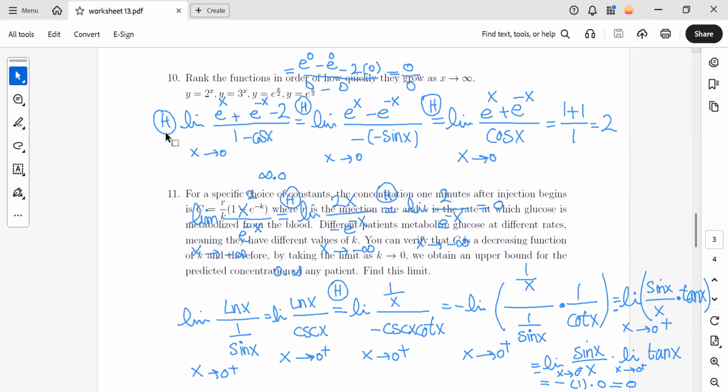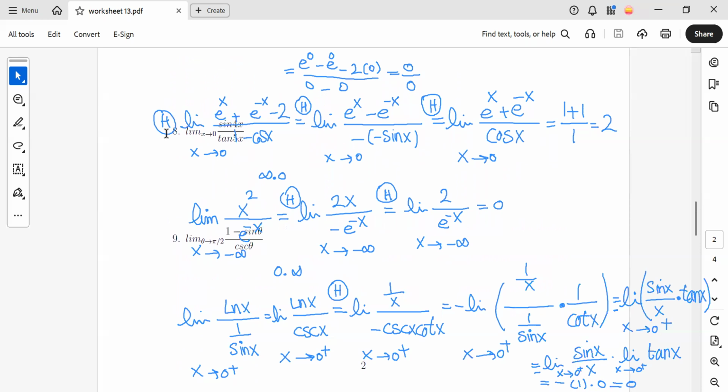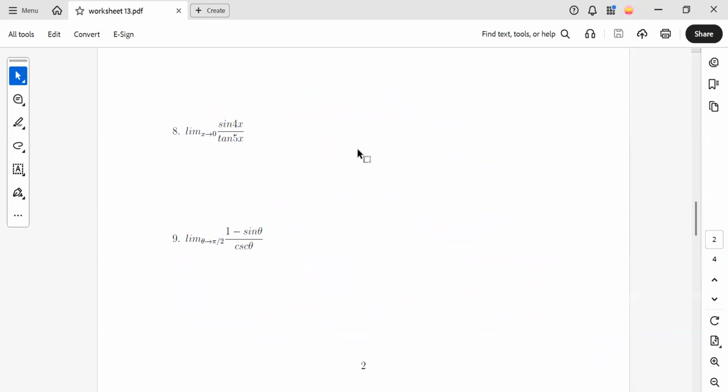Number 8 and 9. Number 8 is about finding the limit of sine of 4x over tan 5x. We know that if we find the limit, it would be 0 over 0. So we try to use L'Hopital.